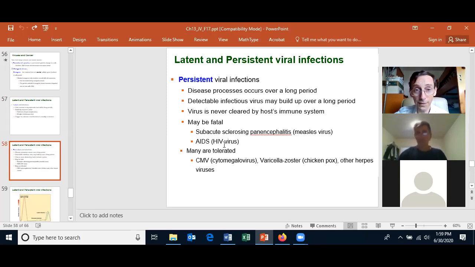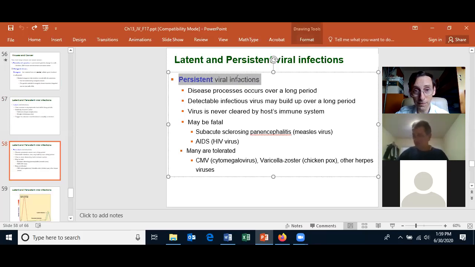HIV, which actually is a budding virus, can follow the persistent life cycle. The exception is that the viruses are budding. They're not being secreted by a vesicle. The naked viruses would be secreted by a vesicle and then leave the cell by that means. Subacute sclerosing panencephalitis is a case of a persistent viral infection, which I'm sure you've never heard about. There are some viruses that can be tolerated, but they call them persistent.